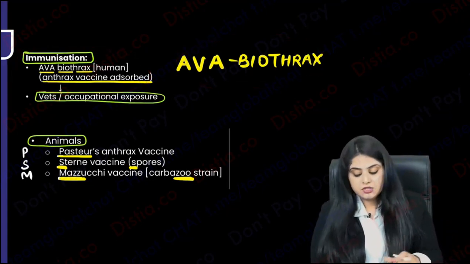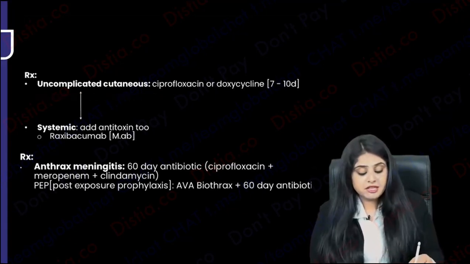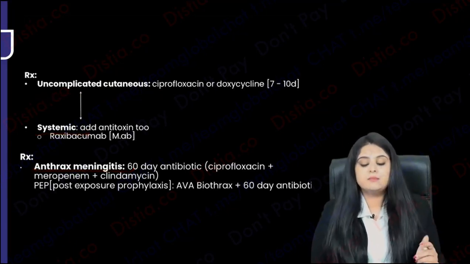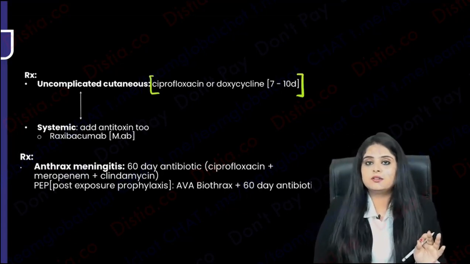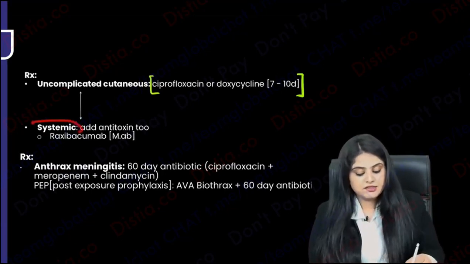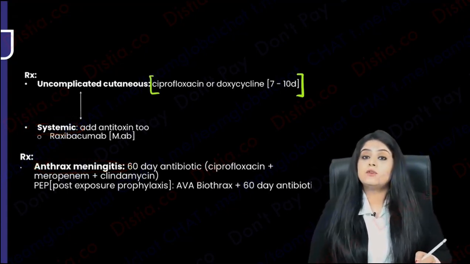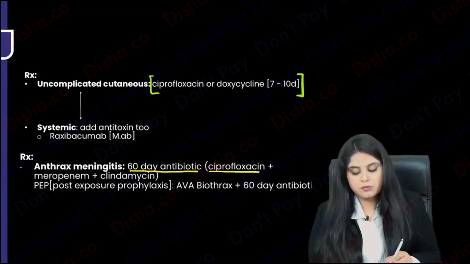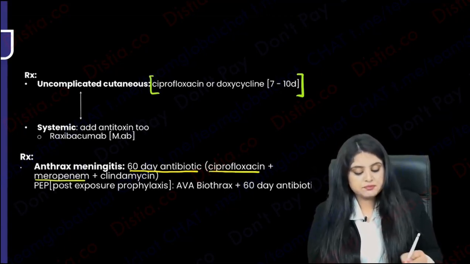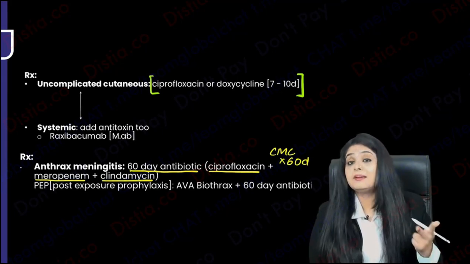What is the treatment? The treatment protocol in uncomplicated cases, just skin, is different, whereas if there are complications and CNS involvement, the treatment is different. Overall, the treatment is ciprofloxacin or doxycycline for 7 to 10 days. That is what you do. But if it starts getting systemic, if CNS is involved, things are getting complicated, then you have to go in for something extra. You have to go in for a 60-day antibiotic course, which is not just going to include ciprofloxacin. It is also going to include meropenem and clindamycin. Ciprofloxacin, meropenem and clindamycin for 60 days.